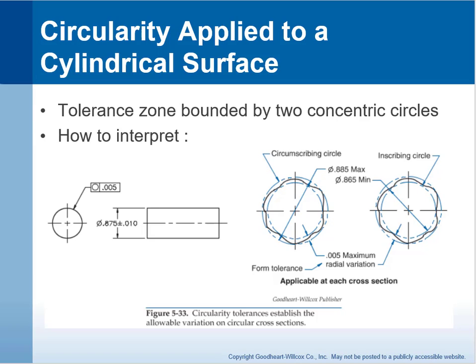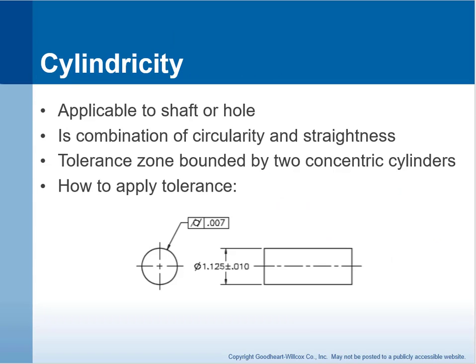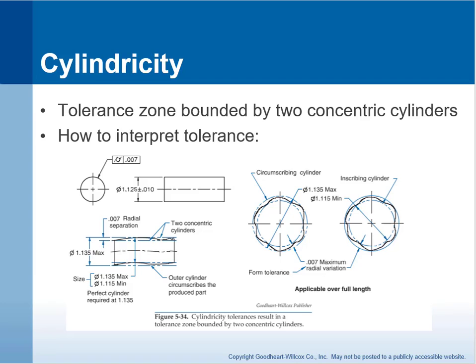Now, cylindricity is an extension of circularity. It is a combination of circularity and straightness. So instead of your tolerance zone being two concentric circles, for cylindricity your tolerance zone is now two concentric cylinders. And this is how it's applied. So there are your two concentric cylinders. Okay, I'm going to stop it here.